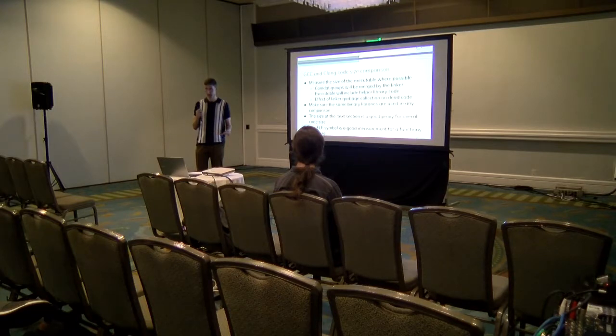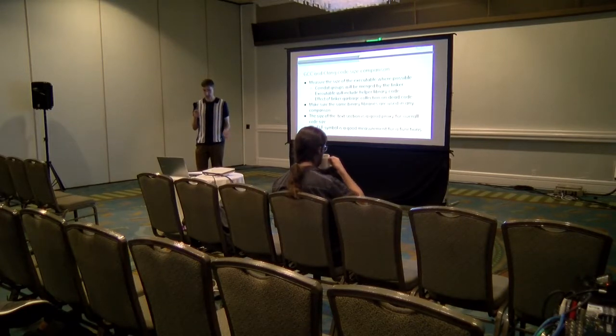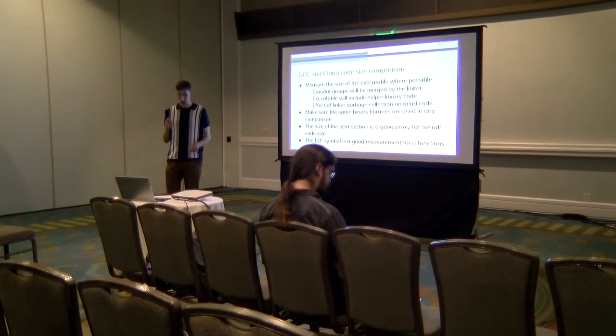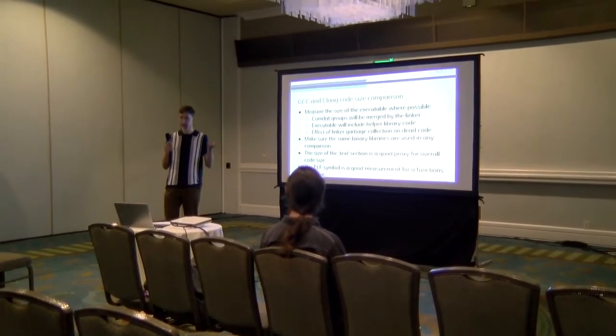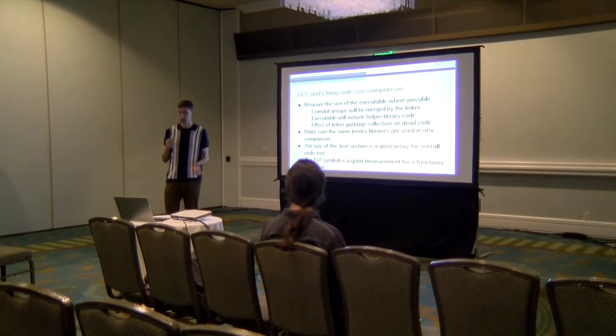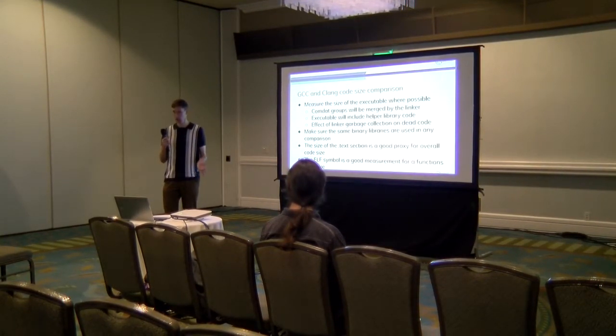Okay, right. We wanted to measure the size of the executable wherever possible because there are aspects of code size that get altered at link time, things like duplicate information that can get merged into one. There's library code that gets dragged in. The structure of how the compiler generates code can affect garbage collection, that type of thing. And we'd also want to make sure that the binary libraries are the same. So we're using the size of the text section as a proxy for the code size.